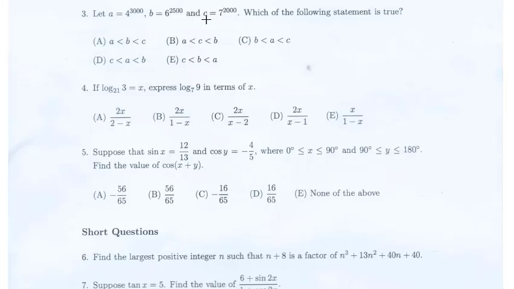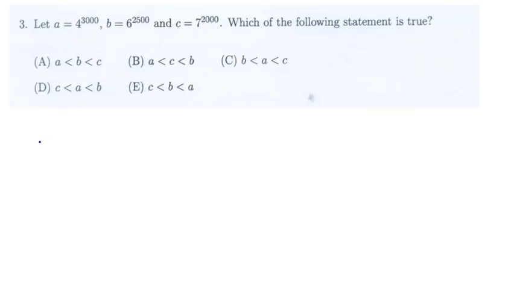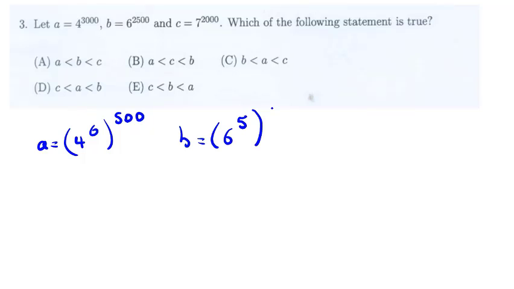When we solve these types of problems, the main idea, and it's famous in SMO problems, is that you should reach something where the powers are equal. So here we consider 500 powers. A will be 4 to the power of 6 to the power of 500. B equals 6 to the power of 5 to the power of 500. And C equals 7 to the power of 4 to the power of 500. Instead of A, B, C, we need to check the bases because the powers are equal.